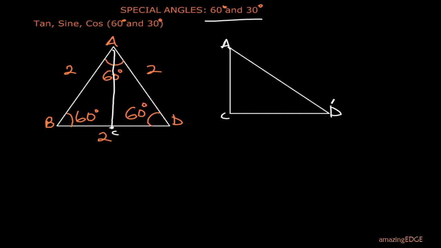The dividing line bisects this angle 60 into 2 equal parts, so here we now have 30 degrees. Then on the other side, line BD is 2. When this line divides it, here will be 1, and the other side will be 1.